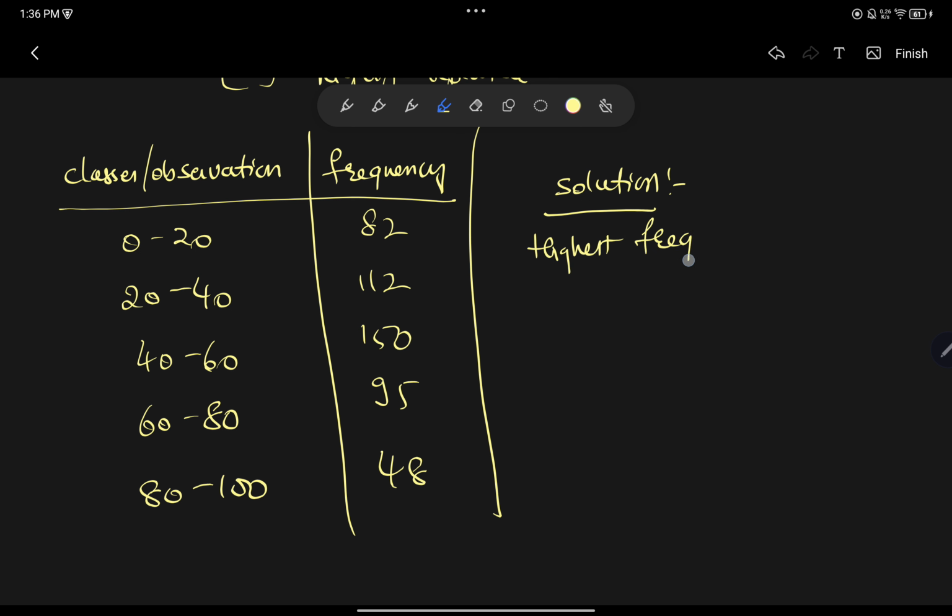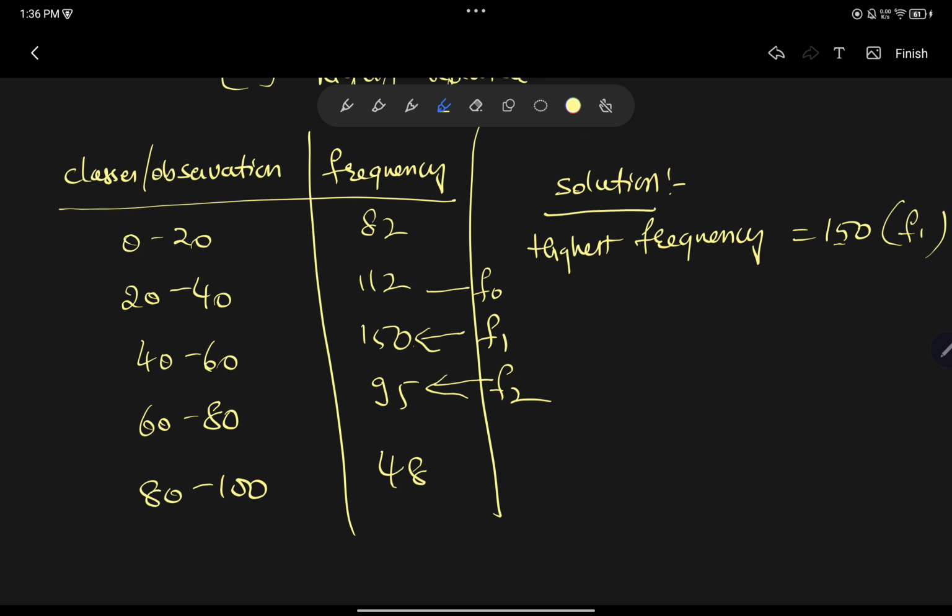Which is the highest frequency among all these frequencies? 82, 112, 150, 95 and 48. 150 is the highest frequency, right? That 150 is your F1. Okay. If 150 is your F1, what can be the F0? The previous one. What can be the F2? The next one. Correct. So we have got the F0, F1 and F2 as per the formula.